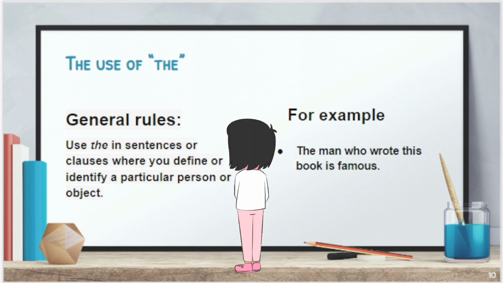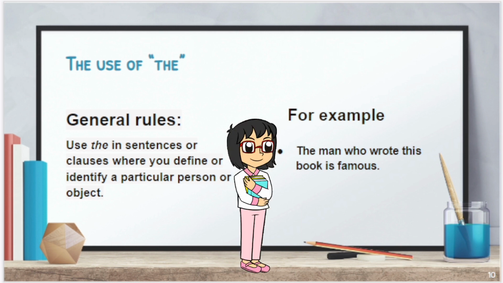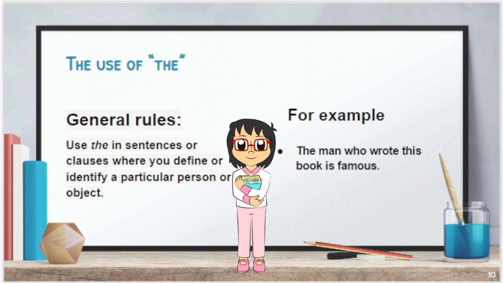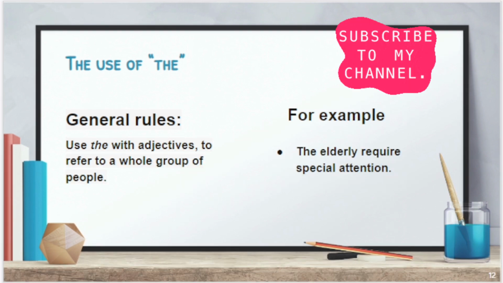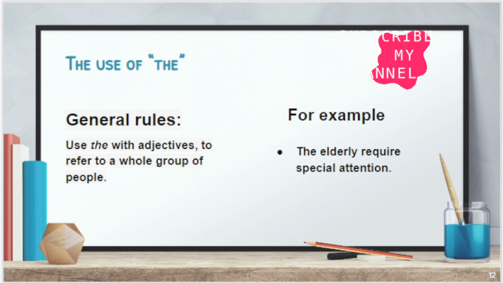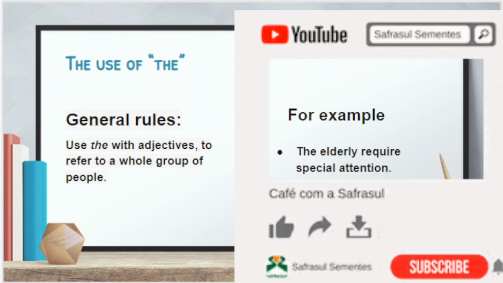Third rule, use the in sentences or clauses where you define or identify a particular person or object. For example, the man who wrote this book is famous. Next rule, use the before superlatives and ordinal numbers. For example, this is the third time I have called you today. Now I will discuss the fifth rule of the definite article. Use the with adjectives to refer to a whole group of people. For example, the elderly require special attention.